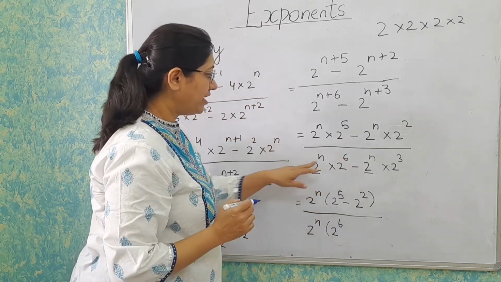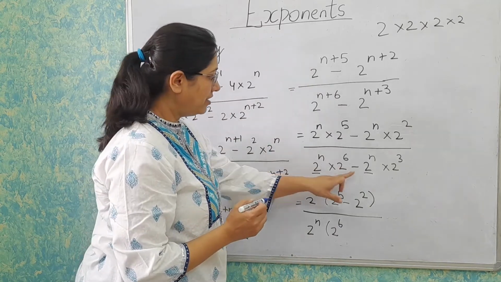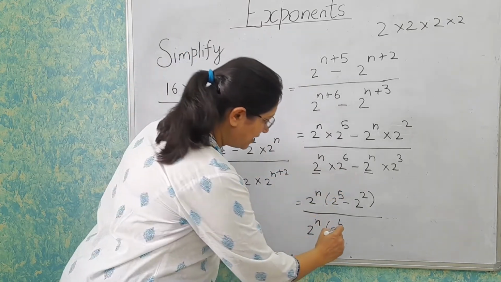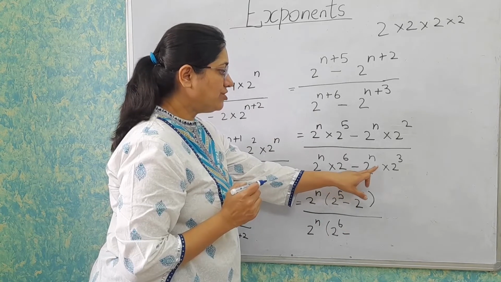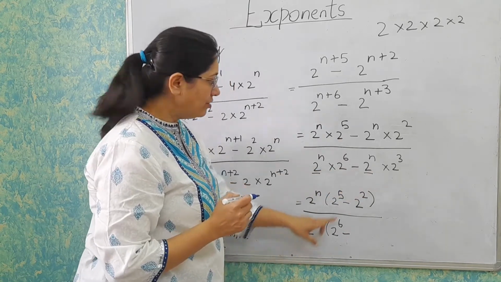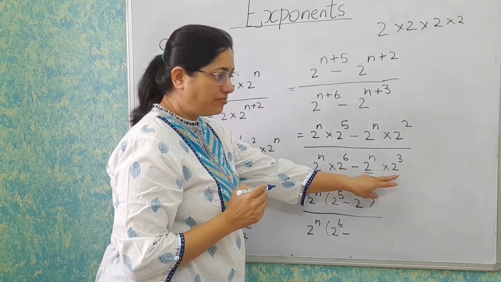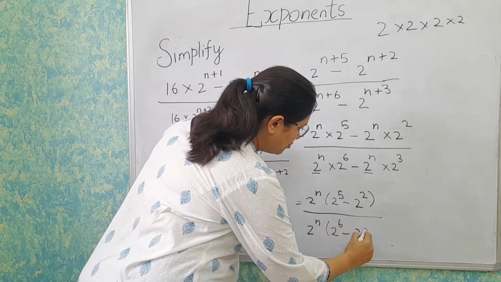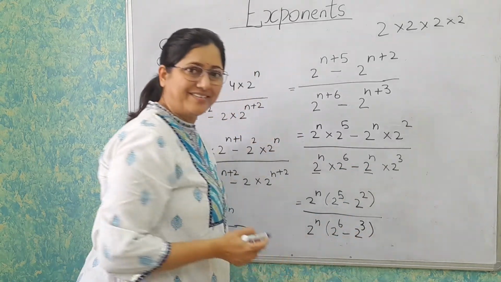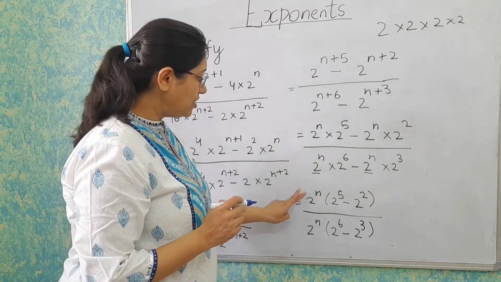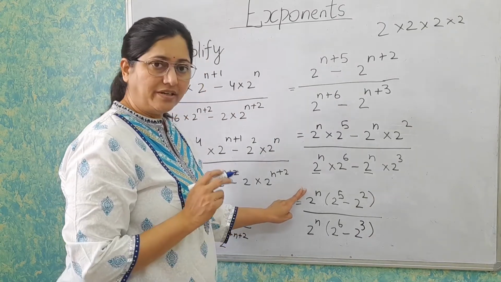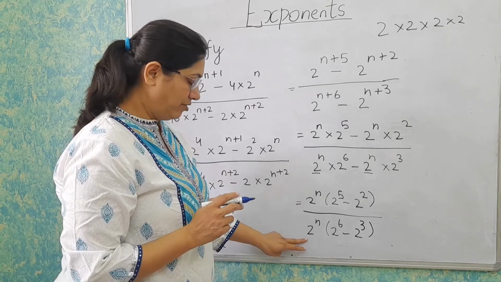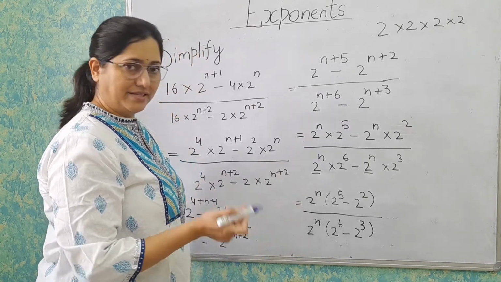Because I have already taken out 2 raised to the power n, now I will put a negative sign. See, this 2 raised to the power n is already taken out. So what is the remaining number? 2 raised to the power 3. So I will write 2 raised to the power 3 and bracket close. Now this 2 raised to the power n is present in numerator as well as in denominator, so they can cancel each other.